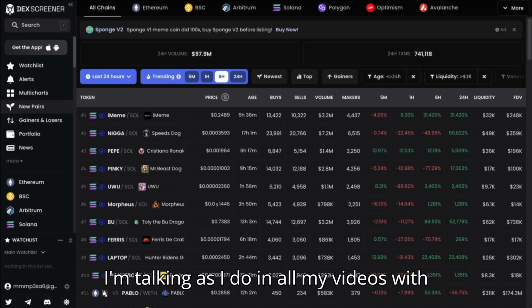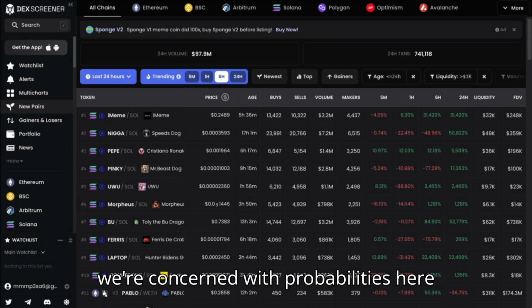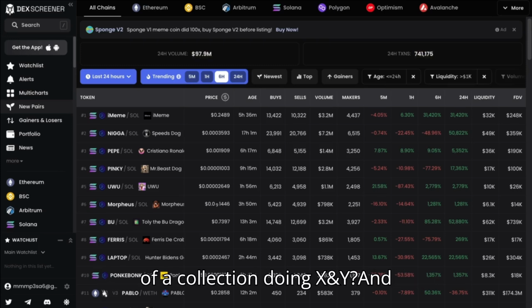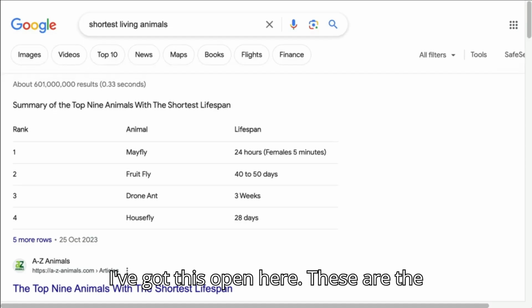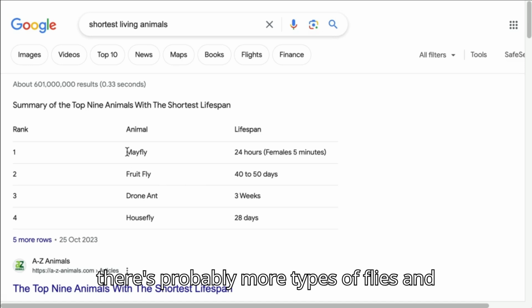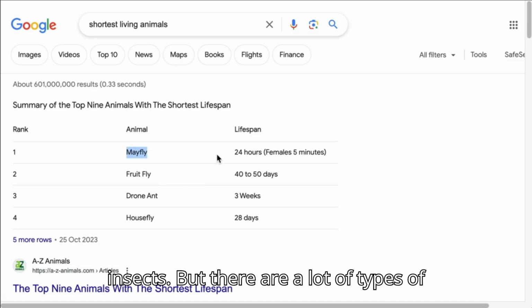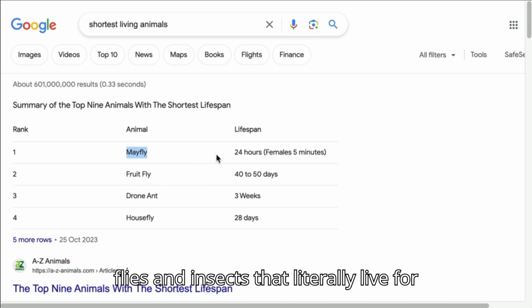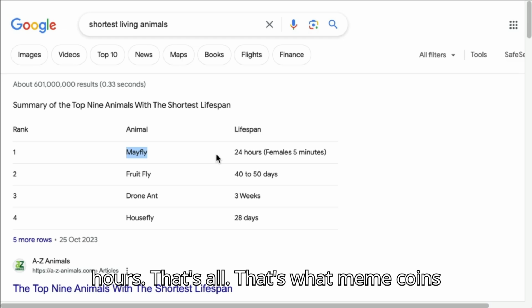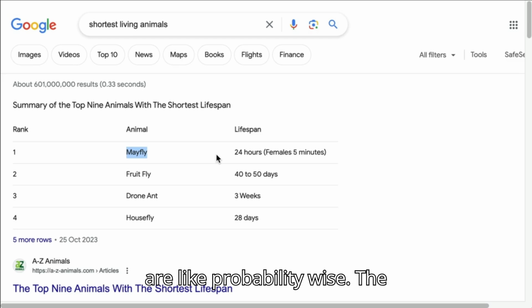And as I do in all my videos, we're concerned with probabilities here. What's the probability of a collection doing X and Y? I've got this open here: these are the shortest living animals in the world. There's probably more types of flies and insects, but there are a lot of types that literally live for hours, minutes to hours, that's all. That's what meme coins are like.